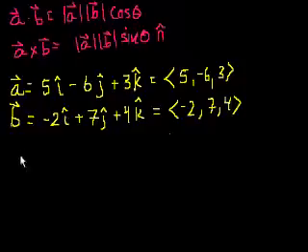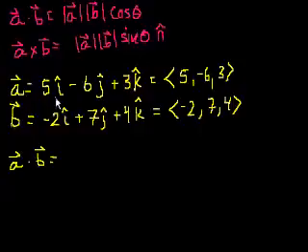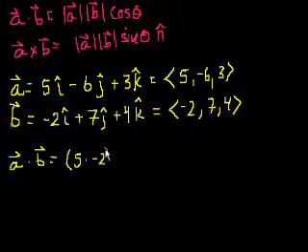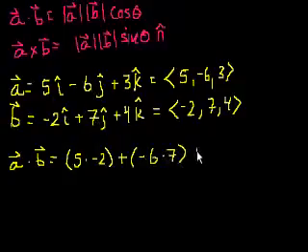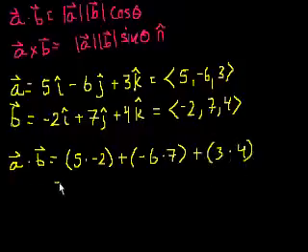But anyway, how do I take A dot B? This, I think you'll find fairly pleasant. All you do is you multiply the i components, add that to the j components multiplied, and then add that to the k components multiplied together. So it would be 5 times minus 2, plus minus 6 times 7, plus 3 times 4.